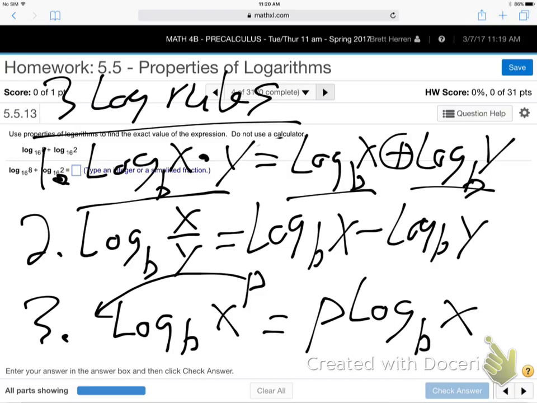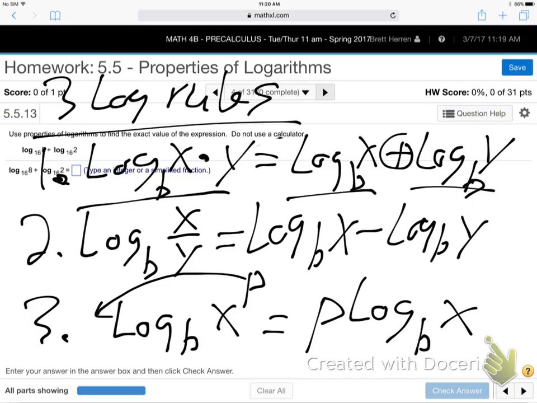1 log, harder job: times. 2 logs, easier job: adding. Same thing here. 1 log, harder operation: dividing. 2 logs is just subtraction. It's easier. Subtraction is easier than dividing, right? So see how those rules work?